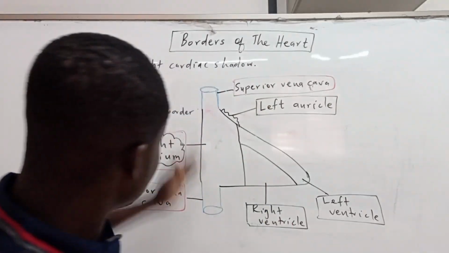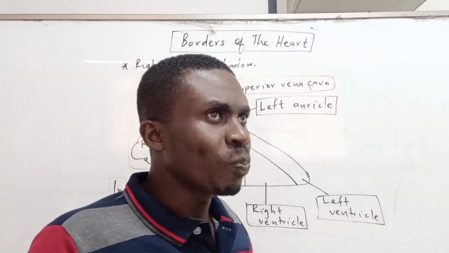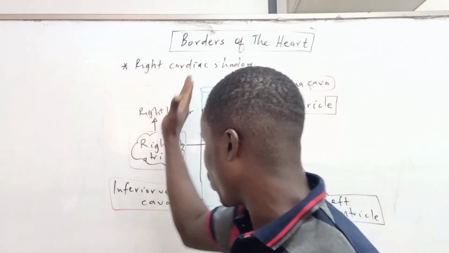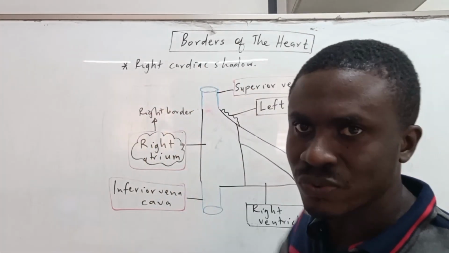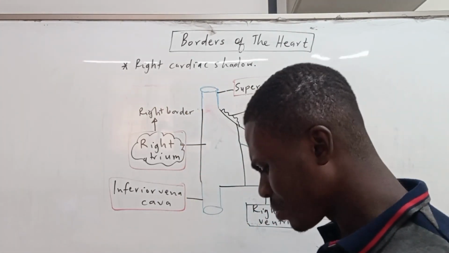Yes, because you can see that all these three are on the right side. Now the next thing: if you look at the right border of the heart, we go in this manner, a clockwise manner. Okay, let's go in a clockwise manner.